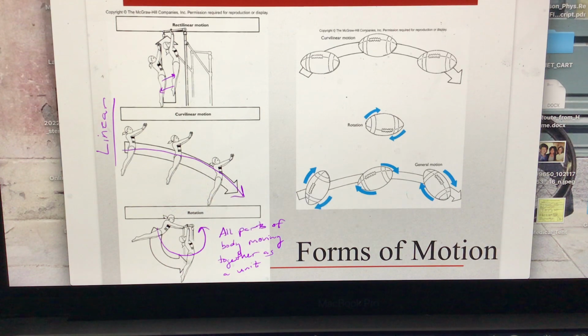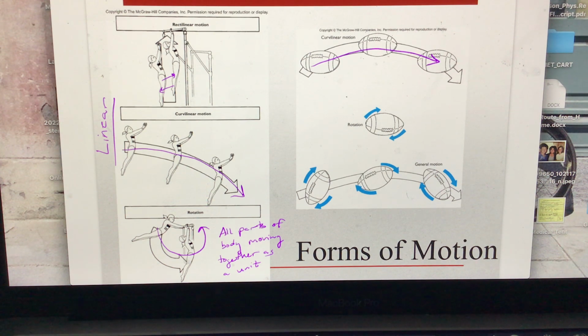Not only can we describe the motion of the body, on the left, we're describing the motion of the athlete, but we could also describe the motion of an object. A football pass in the air, that's curvilinear. Isn't it traveling in one direction? Each pass, it's not going to go front and back. So that object can be moving in a linear form. The football pass is moving in one direction at relatively one speed. Of course, it's going to be a little faster at one point versus another, but more or less the same speed.